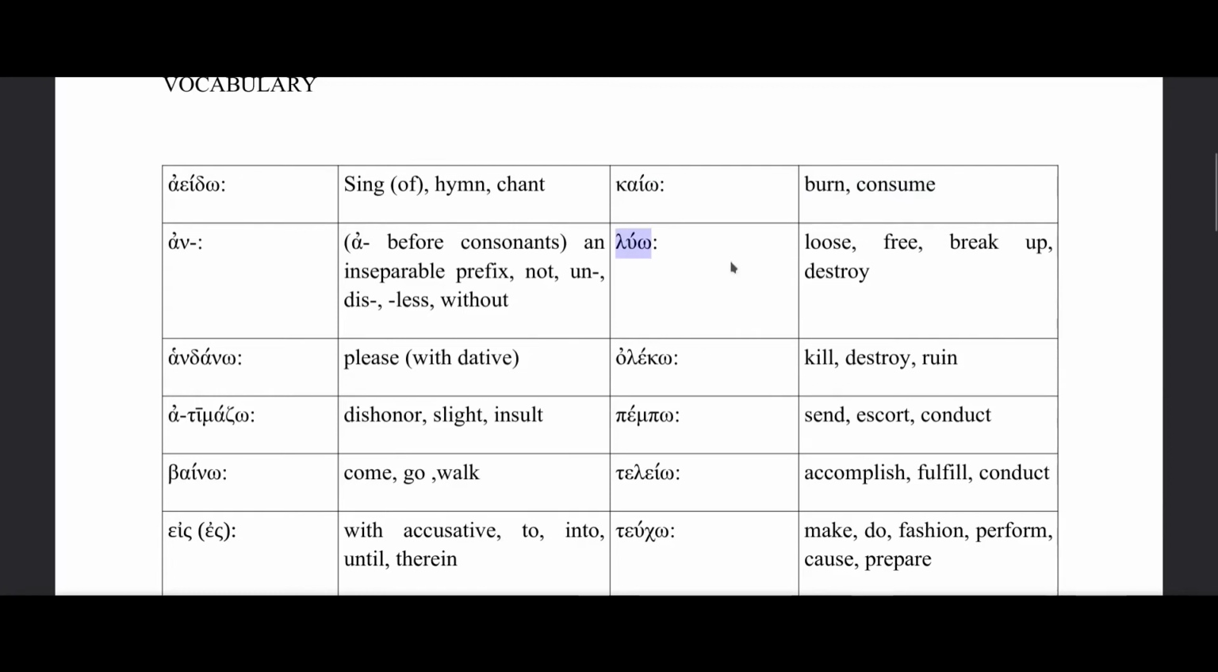Now this is the verb that we studied before. Now we are about to learn what it means. Loose, which means to unleash something. It also means to free, to make something free, to break up or to destroy something. Let loose the four horsemen of the apocalypse, for instance, or the wolf Fenrir in Ragnarok.